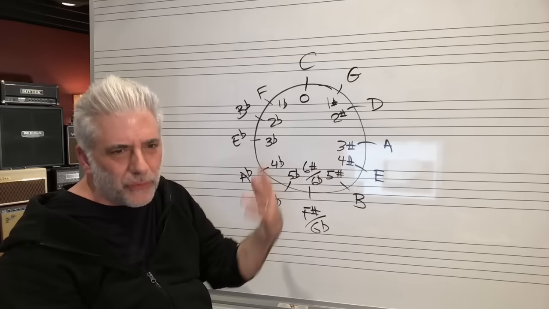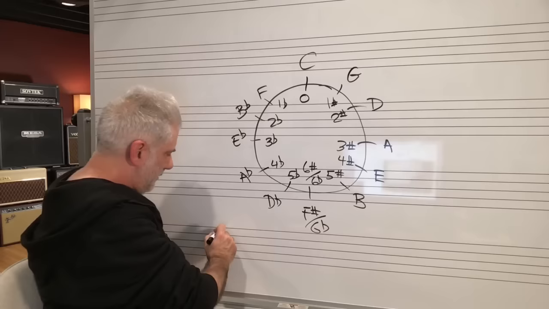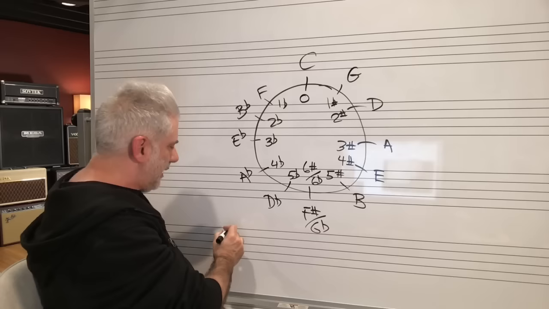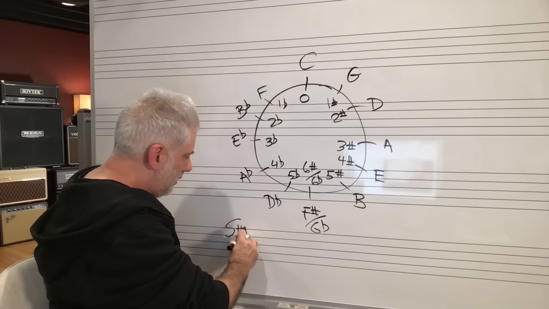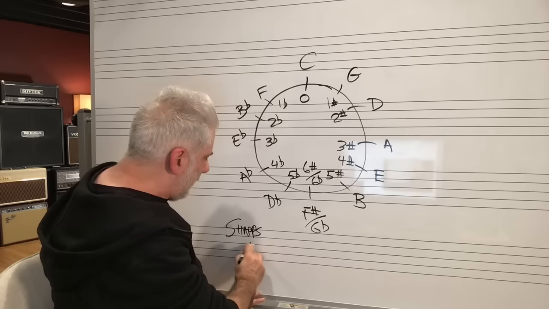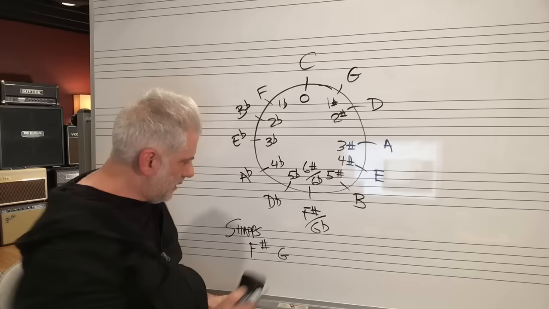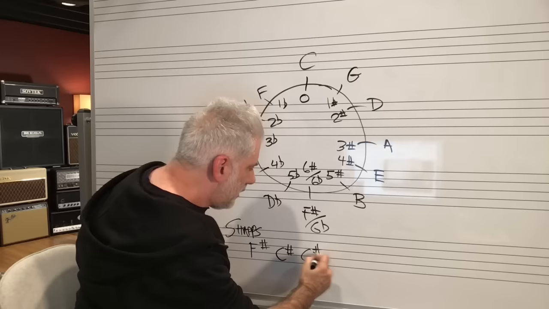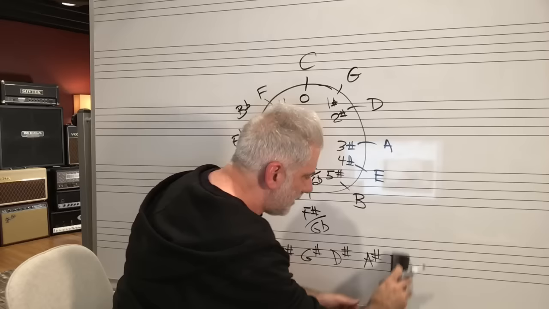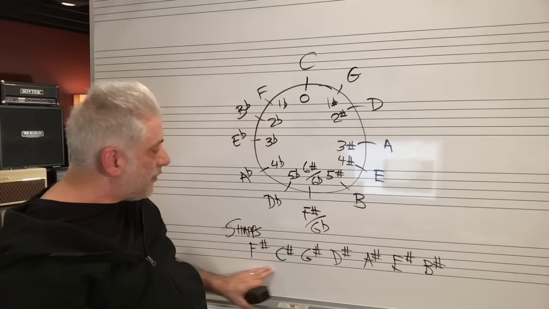So, your order of sharps. People have certain things for them, and I'm sure some people will write in the comment section. But your sharps go in this order: F sharp, C sharp, G sharp, D sharp, A sharp, E sharp, and B sharp. If you memorize this, these are all related by fifths.